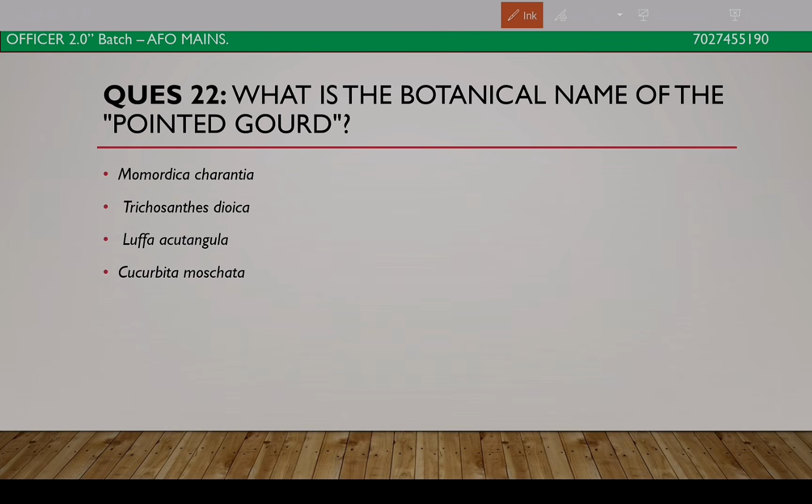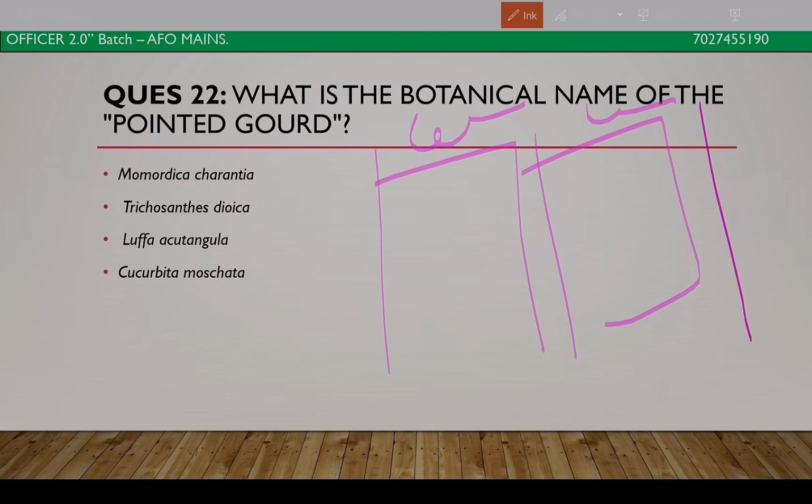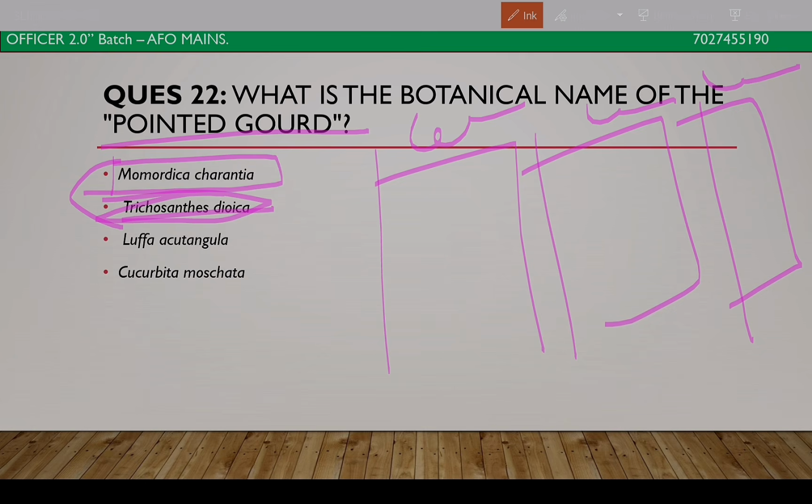What is the scientific name or botanical name of pointed gourd? In cucurbits, you should make a table in which you write all the cucurbits: the common name, the scientific name, and the chromosome number. Like this, the scientific name of pointed gourd is Trichosanthes dioica, and Momordica charantia is bitter gourd.